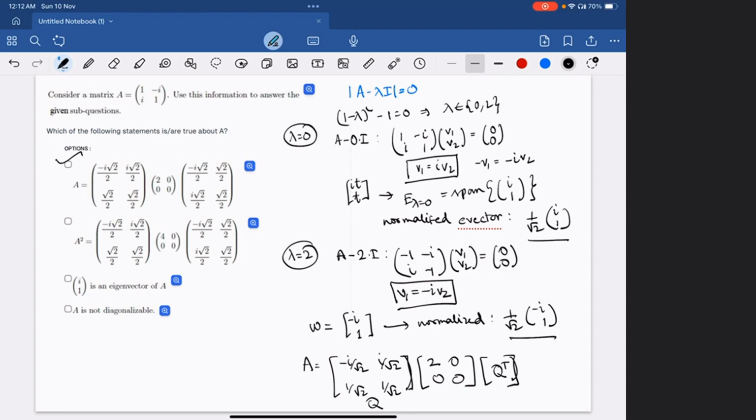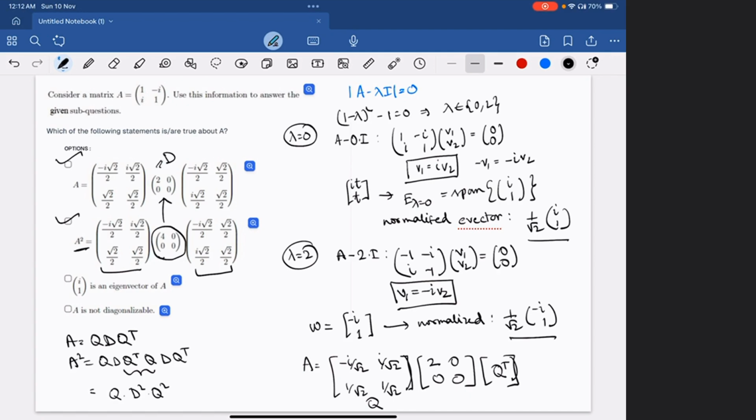Again, notice that here it says A square, right? So if I write A to be Q D Q transpose, where D is a diagonal matrix, then A square is nothing but Q D Q transpose, again a Q, again a D, and again a Q transpose. Now, since Q is an orthogonal matrix, Q transpose Q is identity. So I can write this as Q times diagonal squared times Q transpose, right? And this is exactly what is given here. So this is Q, this is Q transpose, and this is the square of the diagonal matrix, which is D, right? So again, this is correct.